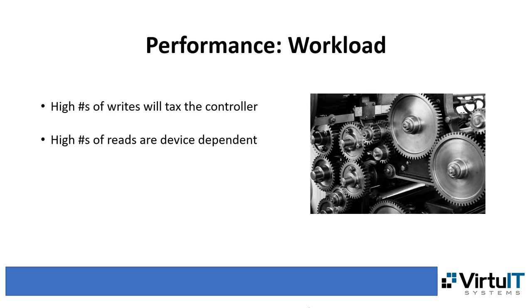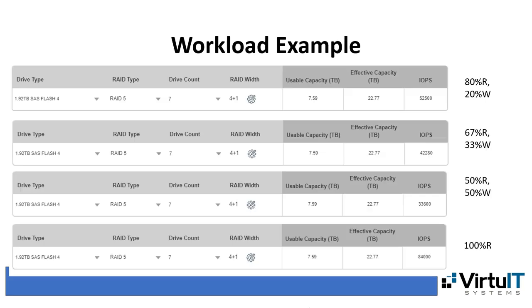High numbers of reads are device dependent. So if you're doing a lot of reads and you have quite a number of SSDs, you're going to get the reads directly from those SSDs, and that's really where that performance is going to come from. The cache in your controller can also help with reads, but it's really small and such a small percentage of your entire workload. So again, high numbers of writes, you need a powerful controller. High numbers of reads, you need to have those solid state disk devices of all flash, which are really fast.